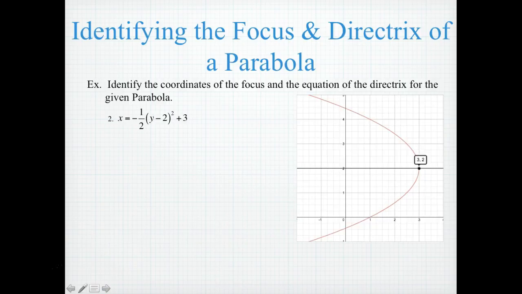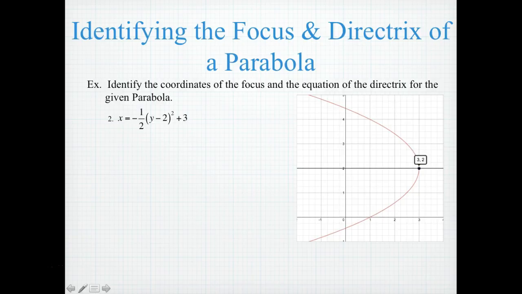In our last example here, we're going to ask you to do the same thing. We're just identifying the coordinates of the focus and the equation of the directrix for the parabola x equals -1/2 times the quantity of y minus 2 squared plus 3. Now the graph of the parabola is provided. So as you can see, we have a vertex at (3, 2).